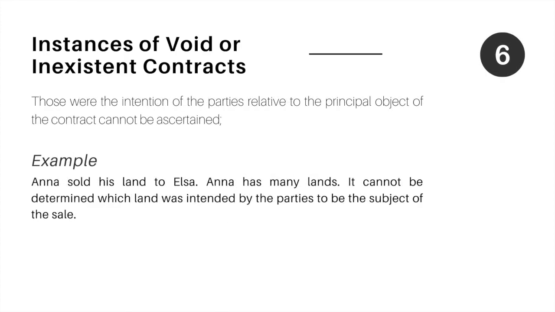Sixth, those where the intention of the parties relative to the principal object of the contract cannot be ascertained. Example, Anna sold this land to Elsa. Anna has many lands. It cannot be determined which land was intended by the parties to be the subject of the sale. Therefore, the contract shall be null and void, and it is as if the parties have not entered into any contract at all.